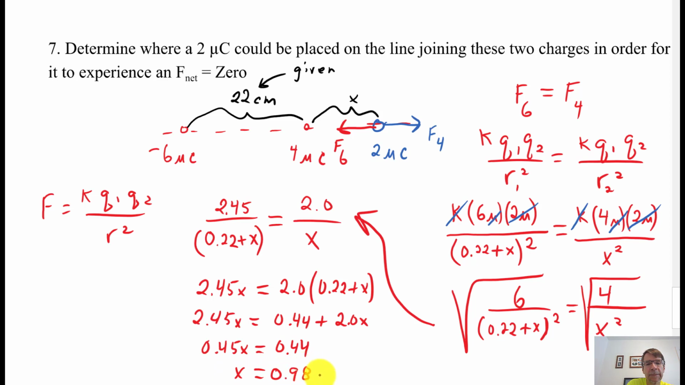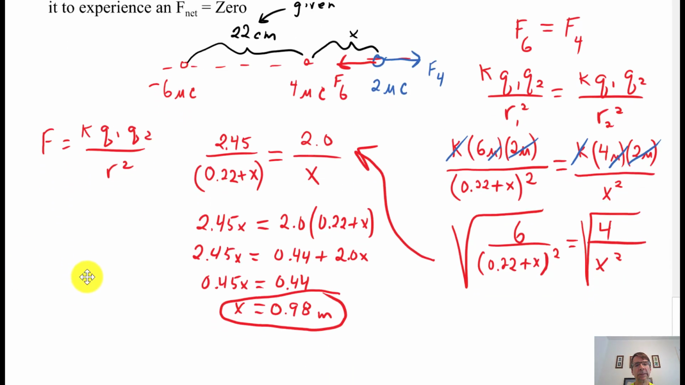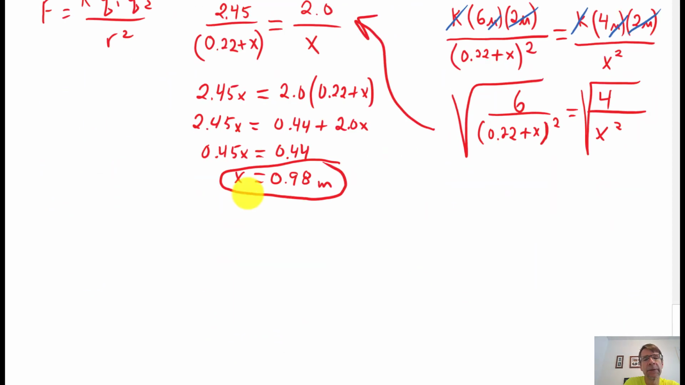Wow, x equals 0.98 meters. Comes out in meters. 98 centimeters. Almost 1 meter. So you go 1 meter to the right. That's our answer. Where would you put the 2 microcoulomb charge? 0.98 meters. To be a little bit more explicit, 0.98 meters to the right of the 4 microcoulomb charge.